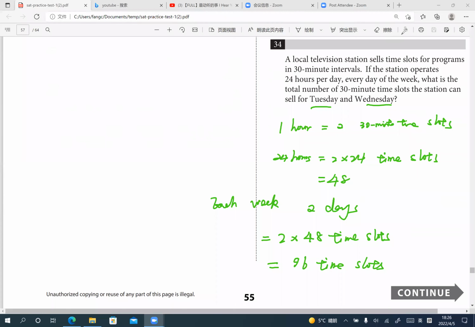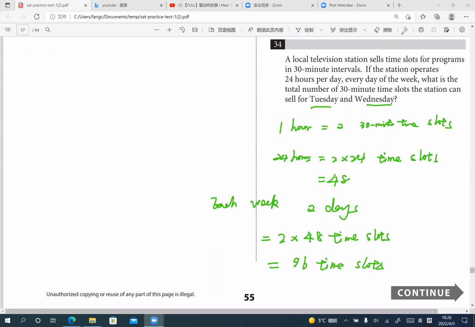Question 34. A local television station sells time slots for programs in 30-minute intervals. If the station operates 24 hours per day and every day of the week, what is the total number of 30-minute time slots the station can sell for Tuesday and Wednesday?